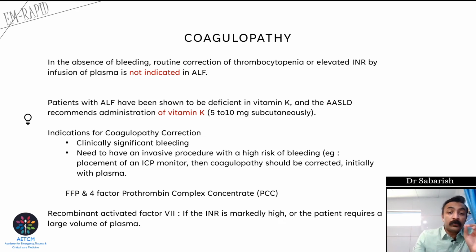But coagulopathy correction with an FFP or a 4-factor PCC is limited to clinically significant bleeding or a need for an invasive procedure with high risk of bleeding, like an ICP monitoring or major surgery and things like that. And recombinant activated factor 7: if INR is markedly high and the patient requires a large volume of plasma to correct it, then probably a recombinant activated factor 7 could be considered.